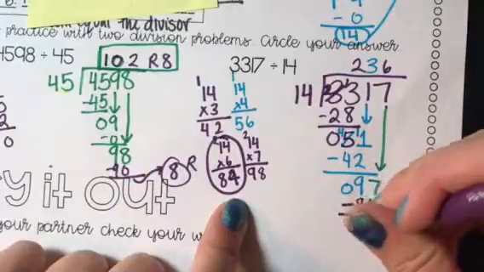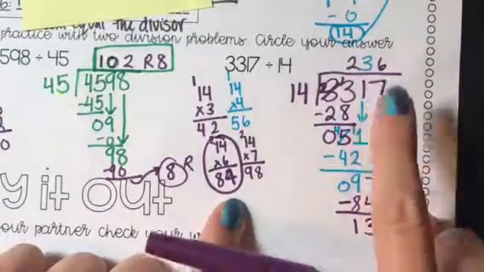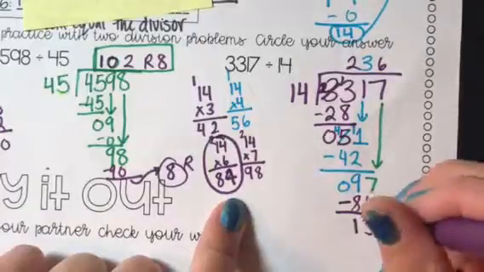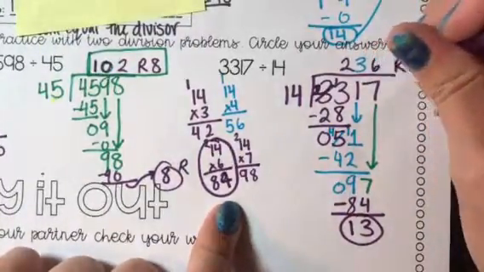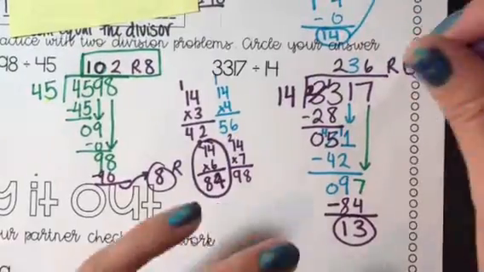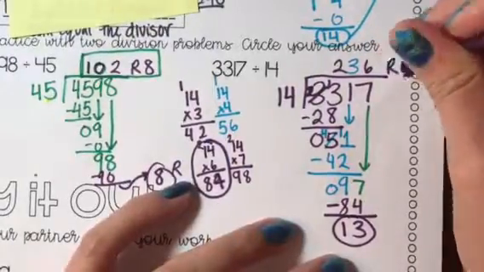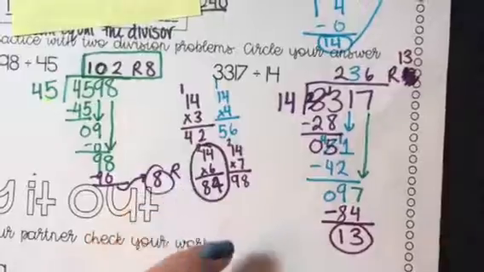Subtract. I have nothing else to bring on down. That is my remainder. So I have 236, remainder 13. Oh, sorry, that kind of looks like an 8. I apologize. I'm going to rewrite that. There we go. Much better.